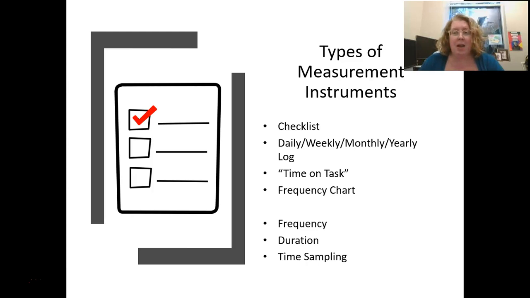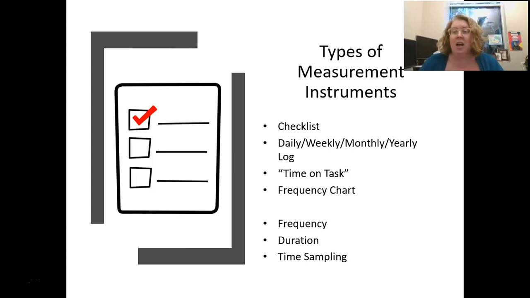Then we have to think about how we're going to collect the data. There are lots of ways that teachers collect data about behavior. Sometimes it's a checklist of a couple of different types of behaviors that we might ask kids to do. So in the mornings, we might have a checklist: did they put their folder in the basket? Did they put their backpack on the shelf? Did they sit in their desk? Did they write their name on their paper? There might be a list of things, so we have a checklist.